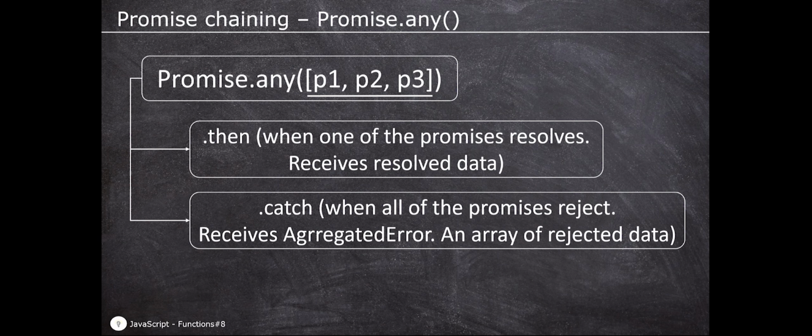Now in this figure, when any one of the asynchronous operations resolves, a new promise object is created with the resolved data, and the promise chain executes the .then method, which receives the resolved data. When all of the asynchronous operations reject, a new promise object is created with an array of rejected data, and the promise chain executes the .catch method, which receives this array of rejected data. Let's examine this with the help of an example.